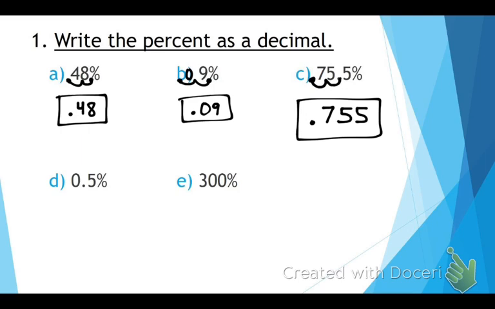What do I do for problem D? Move the decimal 2 times. 2 times to the left, good job. 1, 2. 0.005. You are correct, 0.005. Tati, do the last one. Okay, it's at the end. 2 places to the left. 0.03 is your answer. Any questions on how to write a percent as a decimal?